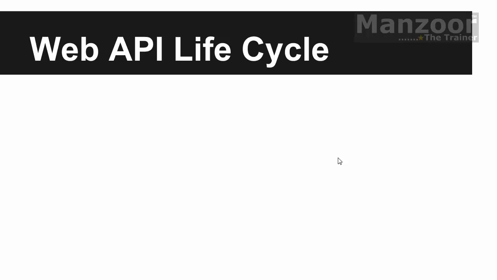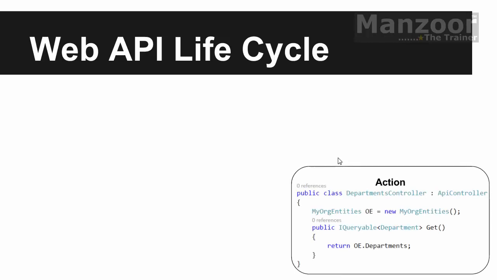Say I'm accessing web API from my browser. I'm accessing my web API with the help of a URI, which is going to hit a method in the action. So say I have an action with me, that is get. A method is nothing but an action, and this class is the controller. So departments is a controller and get is an action.